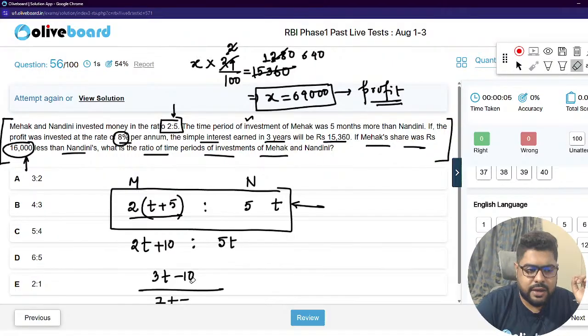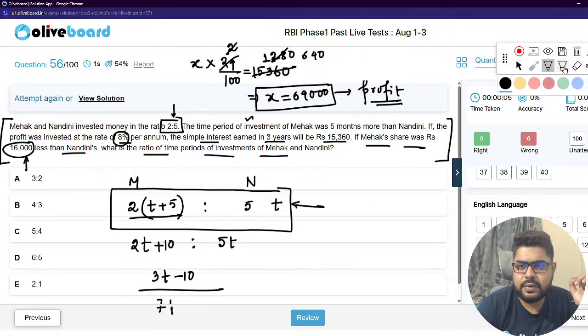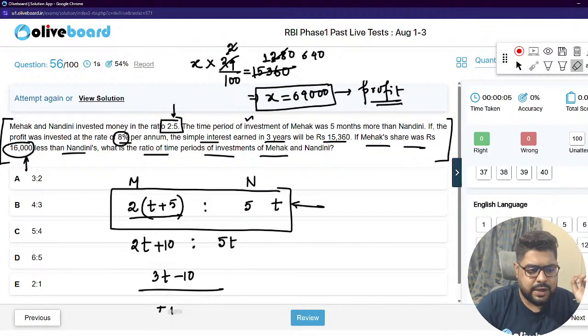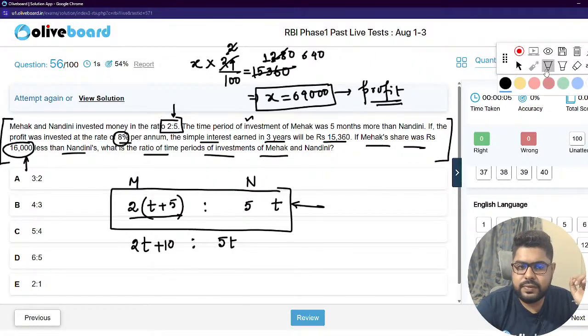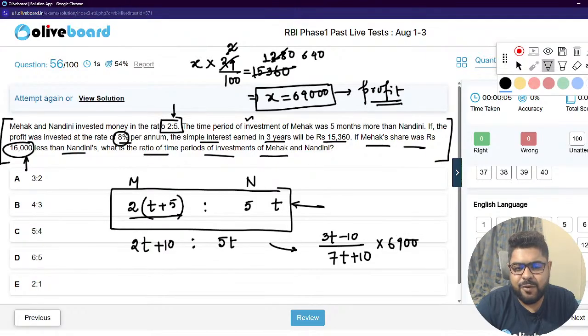Sorry, you can't see this, right? It is a little weird to write here, sir. So it will be 3t minus 10 out of 7t plus 10, out of the total profit of 64,000. That was the total profit. That is equal to 16,000 rupees, sir. That is given. So 16 fours are this. So just calculate, sir.